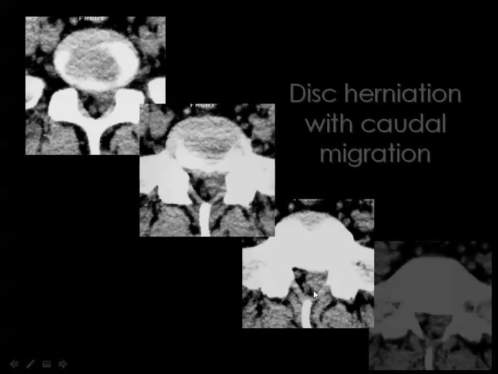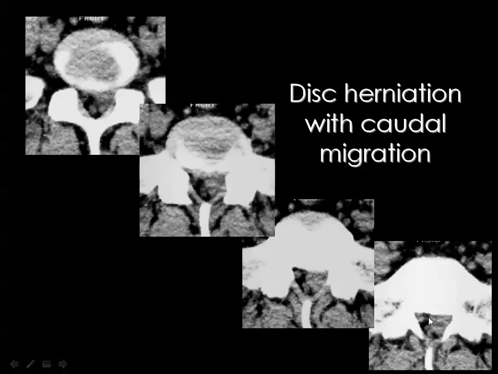In the axial image by CT, you can see disc material on the left side. This is left posterolateral disc herniation. The second section, you can still see the disc. The third section, you can still see the disc. The fourth section, you can still see the disc. Then you know that this disc is herniated and is migrating caudally.